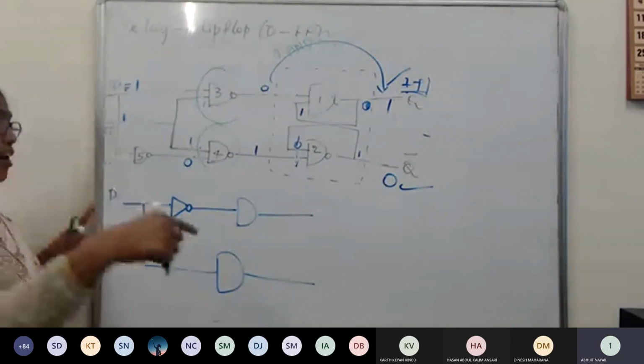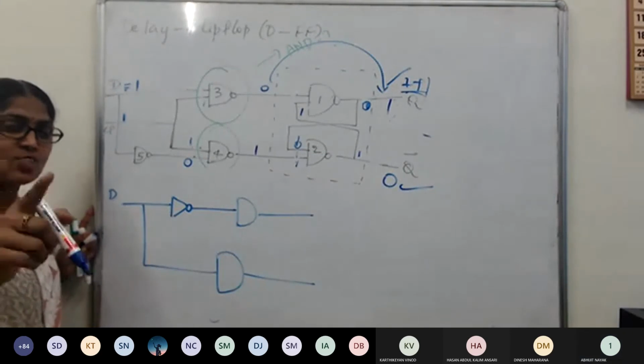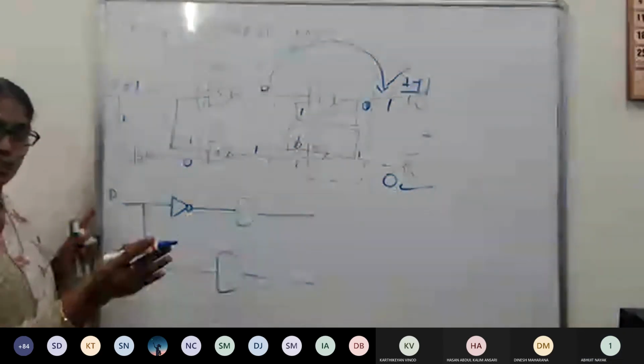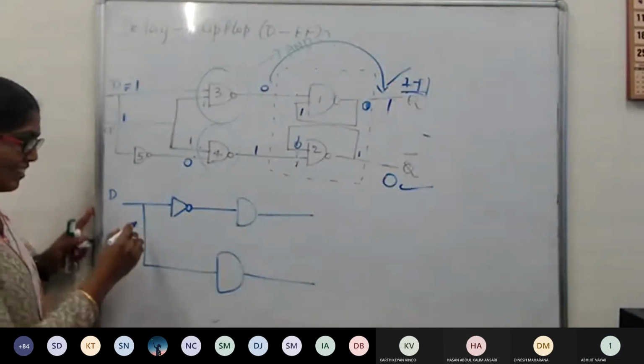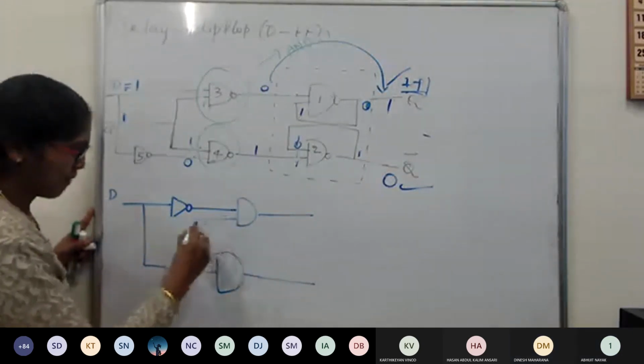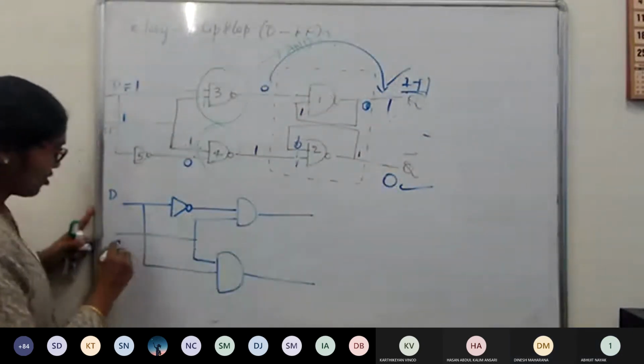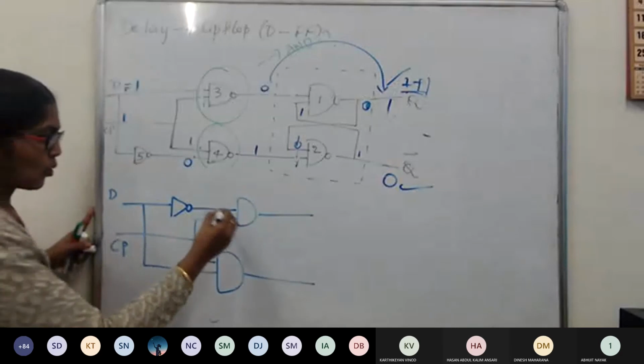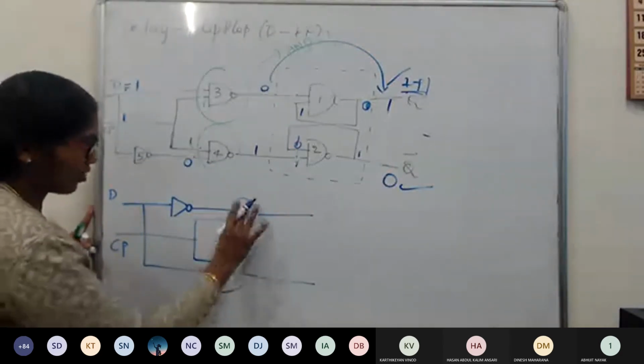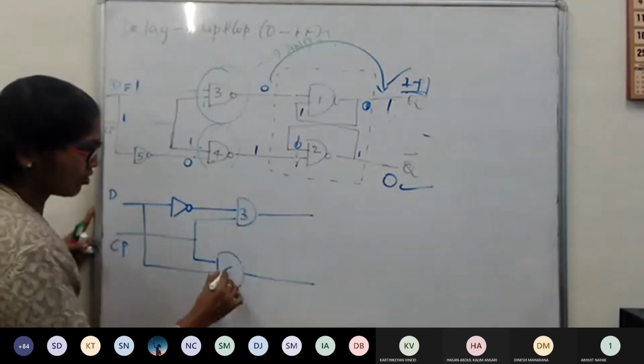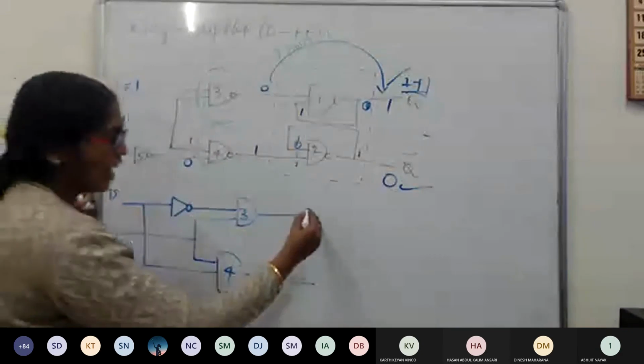So I think Dinesh is still continuing. Yes, Dinesh? No, ma'am, this is Abhijit. Okay. So this is the clock pulse. This is an AND gate, and this is proposition 3 and 4. I just wanted that.